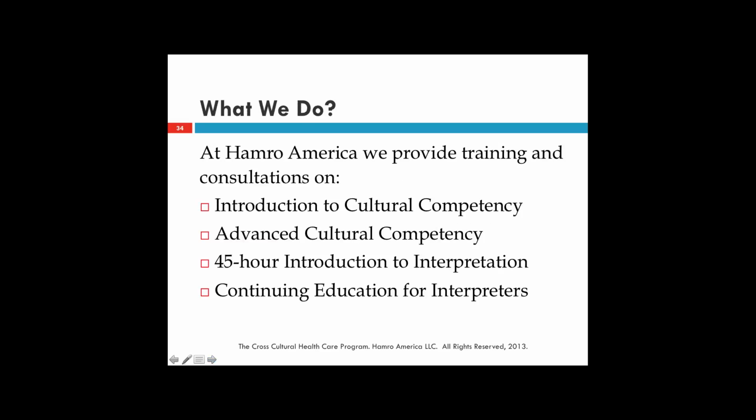What we do at Hamro America is we provide trainings and consultation on introduction to cultural competency and advanced cultural competency trainings. We also provide 45-hour introduction to interpretation trainings and continuing education trainings for interpreters. A lot of times we think just providing 45 hours of interpretation training is enough, but that is not enough, because interpreters work at a school, a hospital, court, social care, all at the same time. So imagine all of the vocabularies that change, and all of the things that you need to keep up with. These continuing education trainings are very important for interpreters.